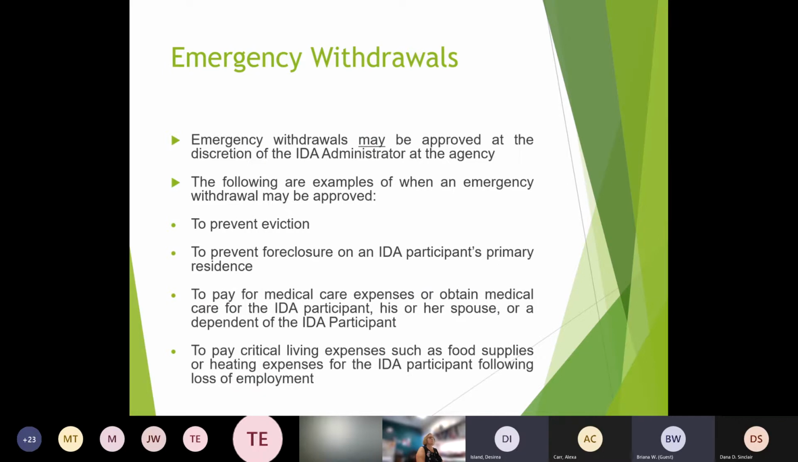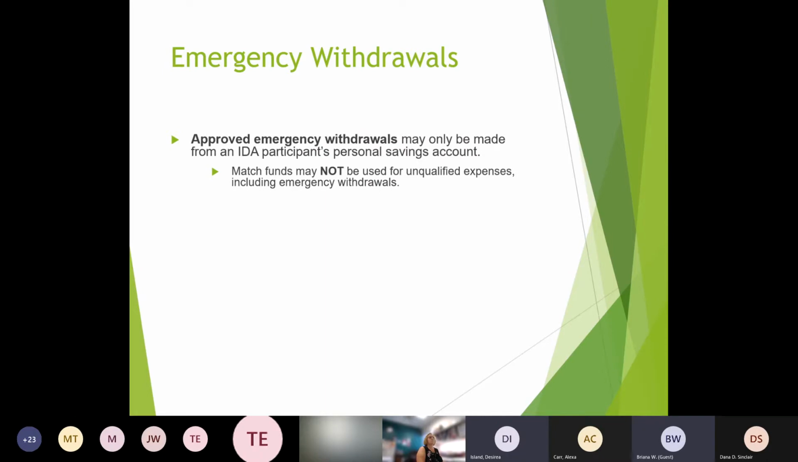So if they need to make a decision to spend their savings at that point in time, we want to be supportive to them. With that being said, there are some stipulations with the emergency withdrawals. So they can only take out of their own personal savings account. Obviously, they can't get into the match account.